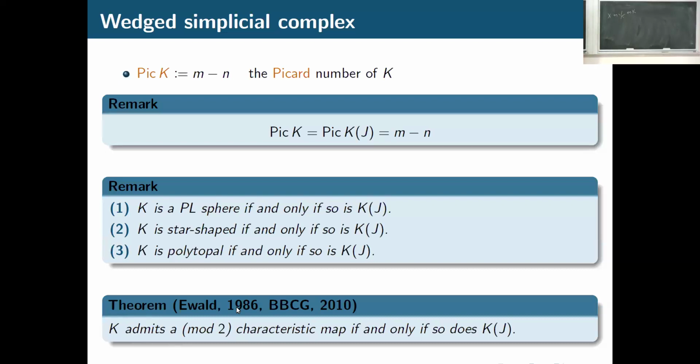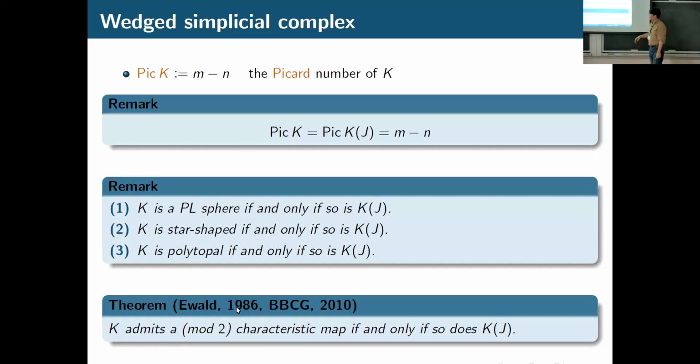It also does not change the class of the sphere. If K is a PL sphere, then so is K of J. If K is star-shaped, so is K of J. And if K is polytopal, then so is K of J. So this is also important. And finally, this is very important: if K admits a characteristic map, meaning it is toric curable, then so does K of J. So the maximality of the Buchstaber number is preserved by the wedge operation, or K of J construction.